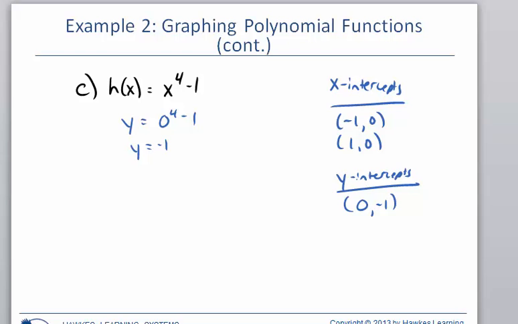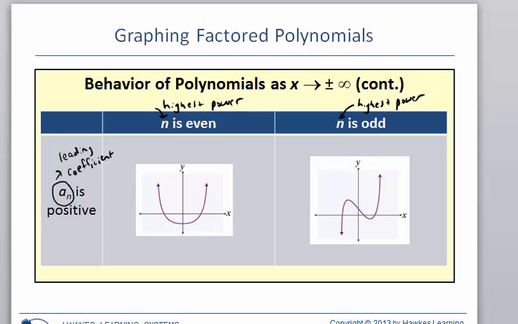And then let's think about end behavior. Again, our leading coefficient is a 1, positive. And our degree is even. So we know that, I'm going to flip back one more time, if your leading coefficient is positive and your n is even, you know that both ends are going to point up on your graph.